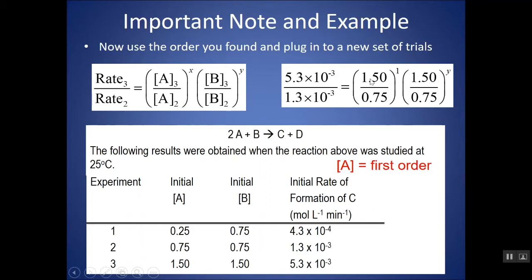And notice I picked the bigger trial and put it on top so that I'm working with whole numbers here, and I just end up having this extra term in there. So 5.3 times 10 to the negative third divided by 1.3 times 10 to the negative third is 4. This is 2 to the first power, which is itself 2. And this is 2 to the y. And if I divide 4 by 2, then I get 2 equals 2 to the y, and I can solve that y is 1. So B is also first order.